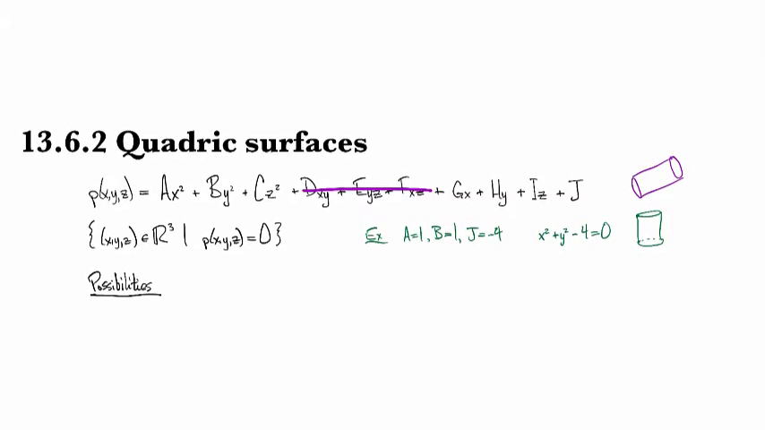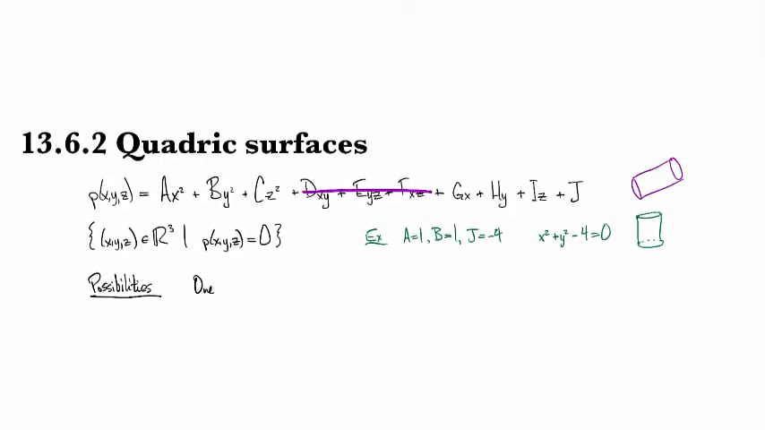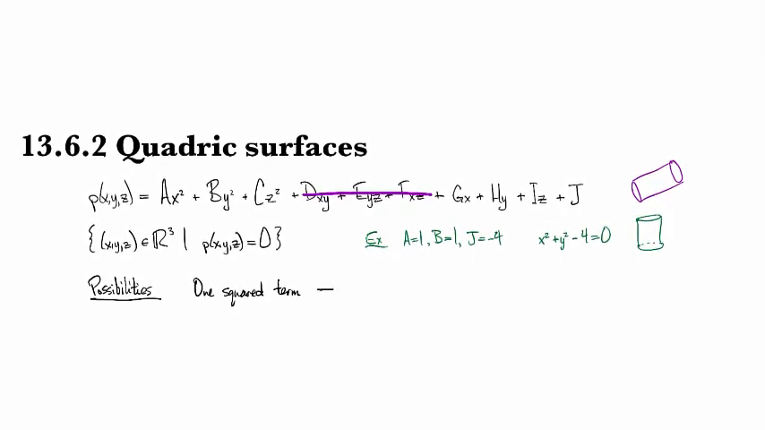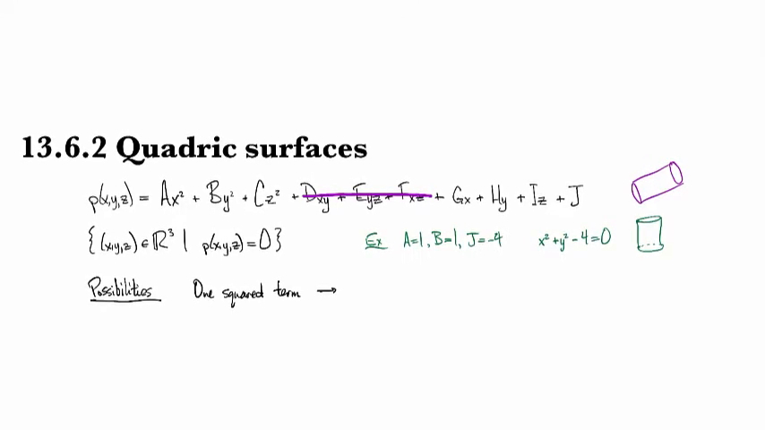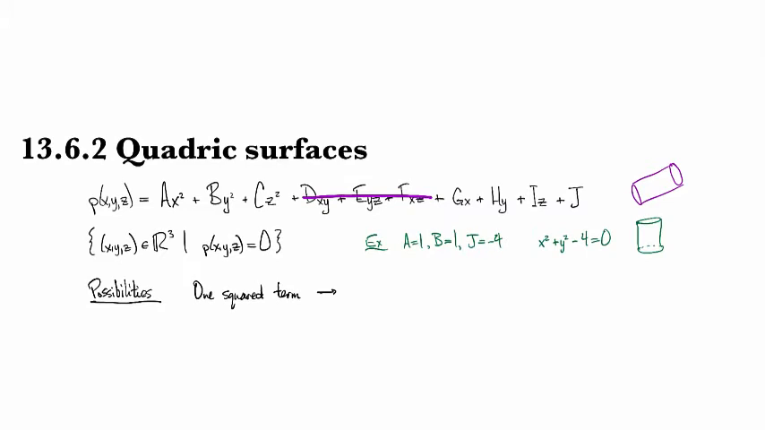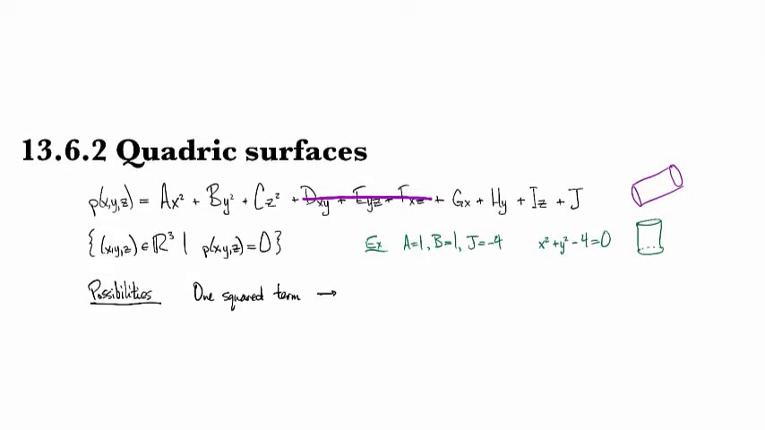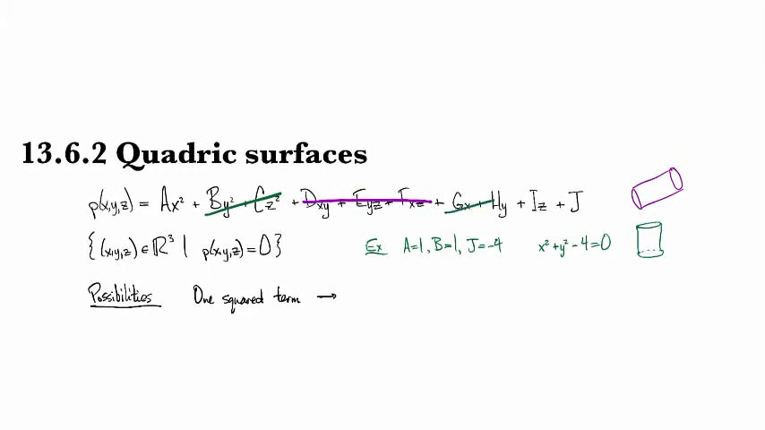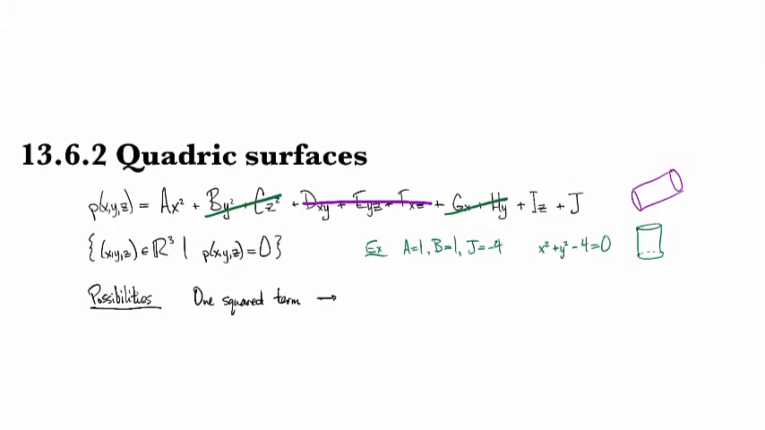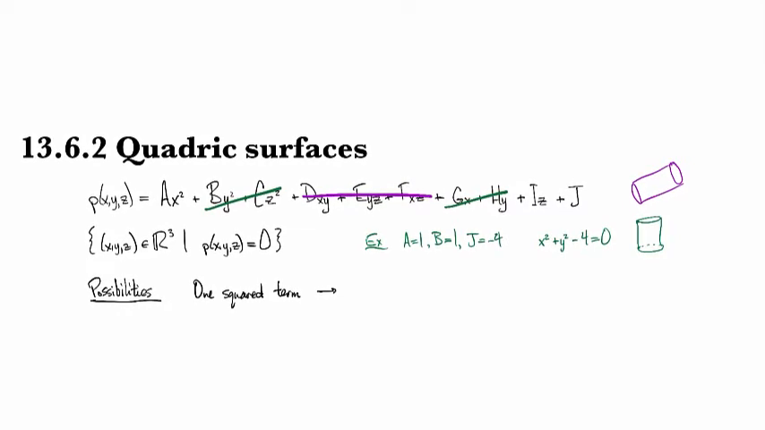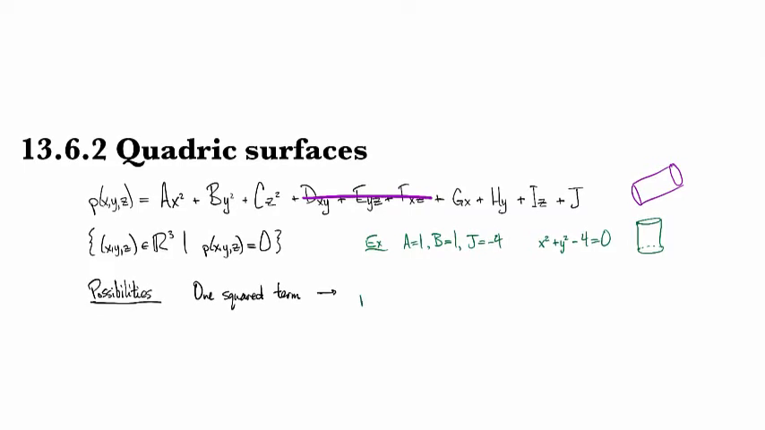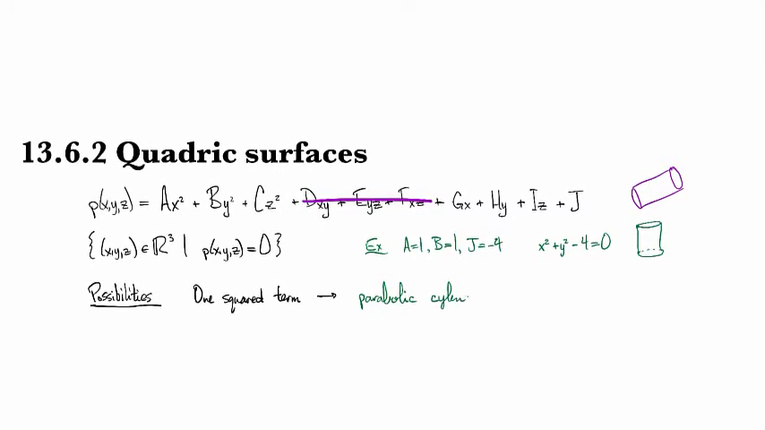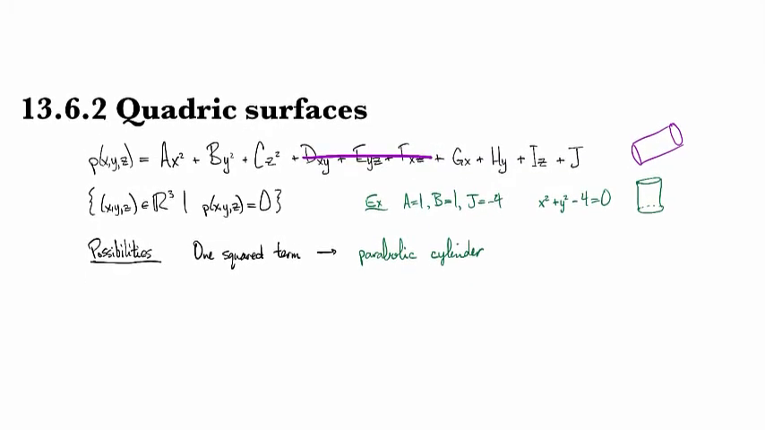Let's see. So if we have only one squared term, like that second example that I graphed for you, it had neither of these terms and it had neither of these terms, right? And we got a parabolic cylinder, and that is going to be a general thing. So we get a parabolic cylinder.